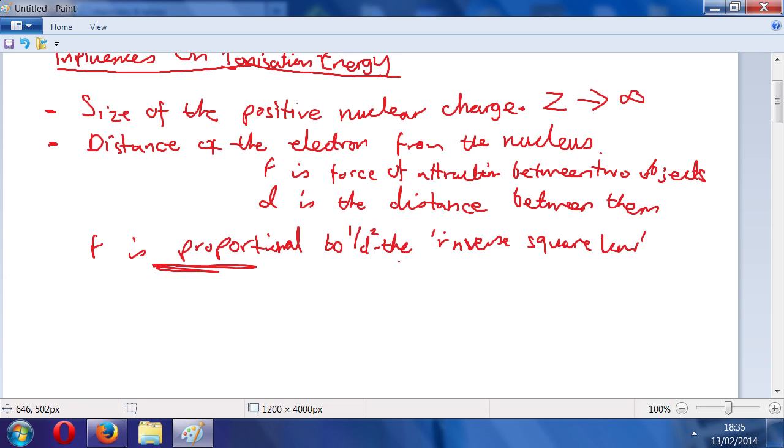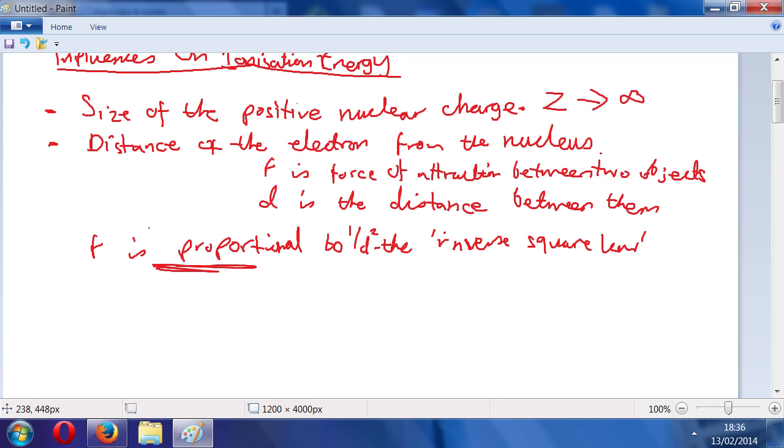So the attraction decreases, of course, as you move further apart. You can imagine if you've got two people and they're together all the time, the attraction will be very strong. But if they're thousands of miles apart, it's going to be much weaker. That's a good way of looking at it.